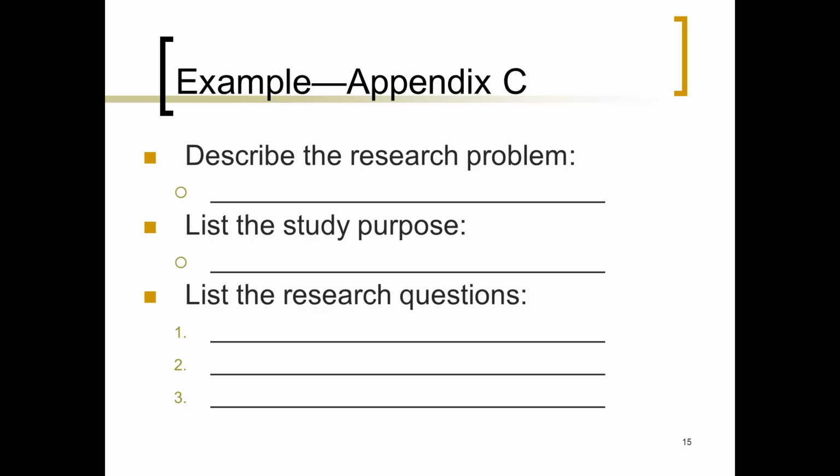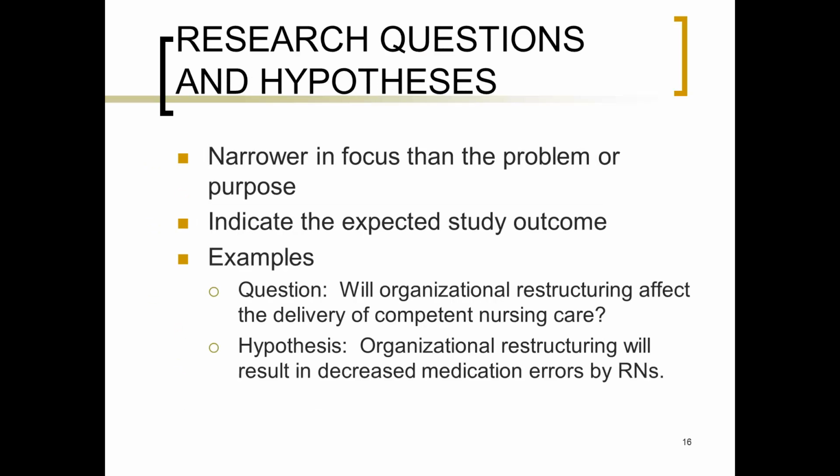So take a look, Appendix C, describe the research problem, list the study purpose, list the research question. I know this week you're supposed to start looking for a research article. As you're looking through the abstracts, try to think, what is the research problem in this? What is the purpose? Are there research questions stated? And think about that as you're reading, and that will help you understand these concepts and find a really good article, because the more specific you can find, the easier it's going to be on you.